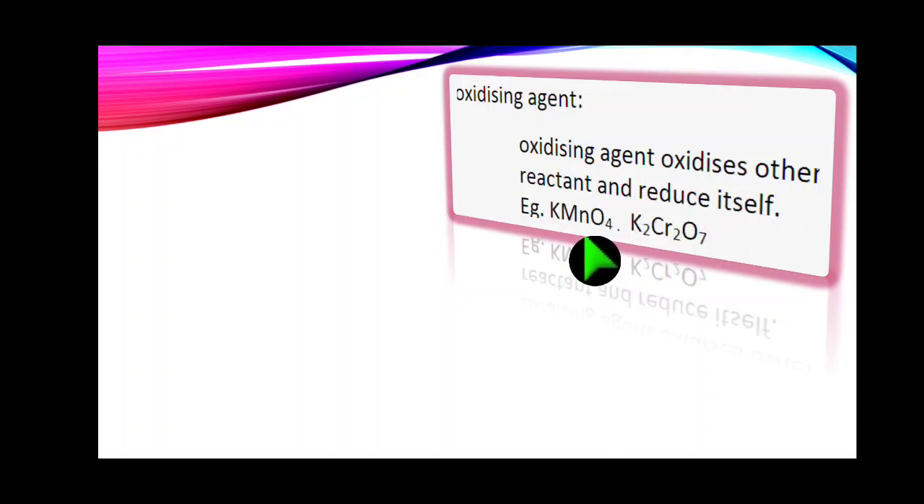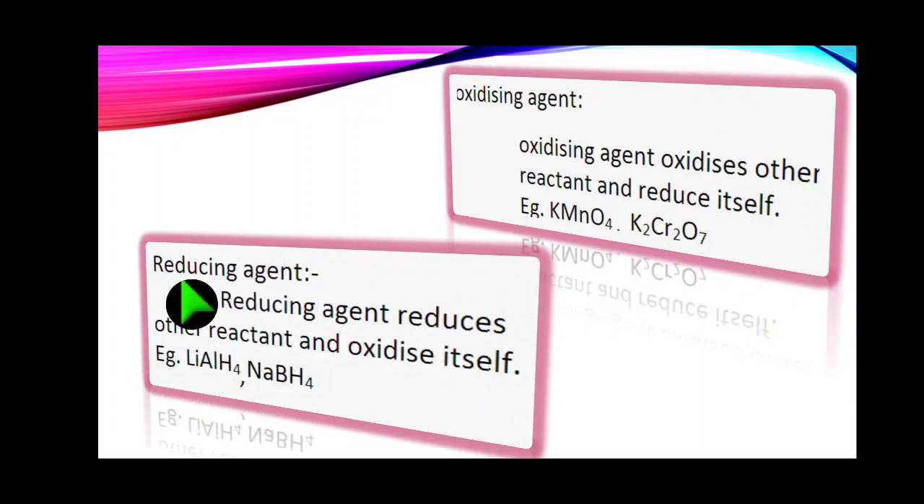For example, potassium permanganate, chemical formula KMnO4, and potassium dichromate, K2Cr2O7. These two are called oxidizing agents. They oxidize other reactants and reduce themselves. Similarly, a reducing agent reduces other reactants and oxidizes itself. For example, lithium aluminium hydride and sodium borohydride, LiAlH4, NaBH4.